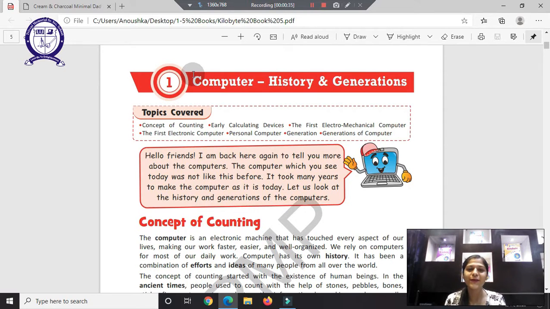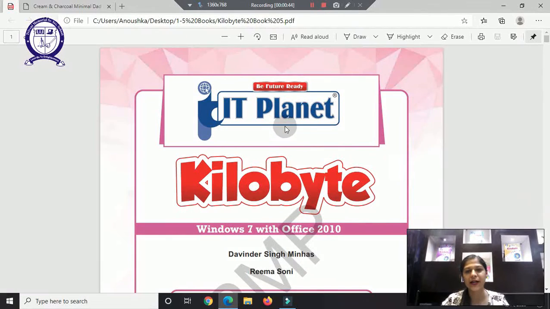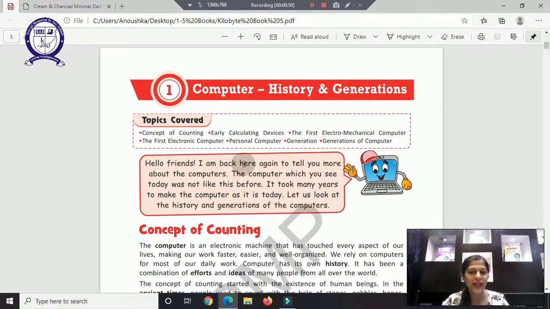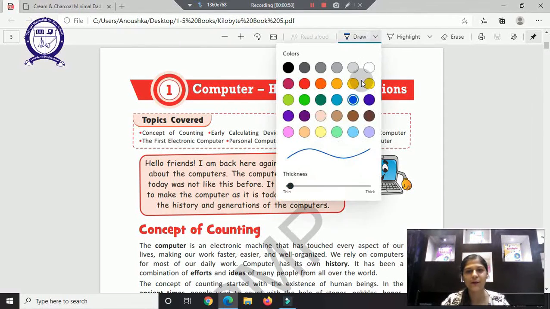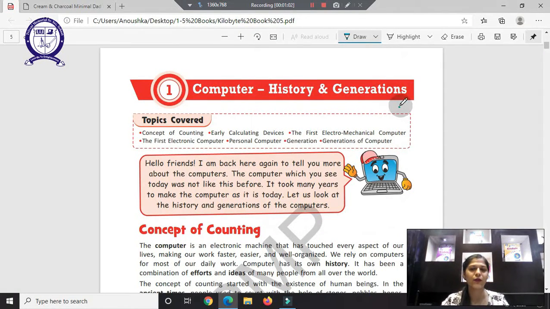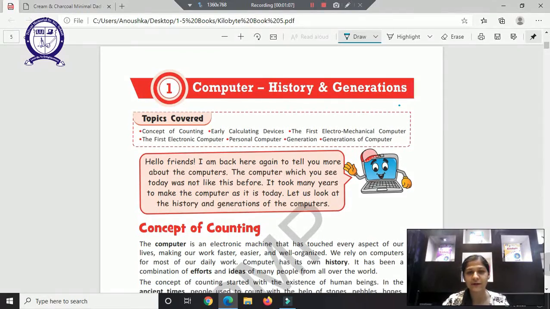Okay, so today we will study our first chapter, which is Computer History and Generation. And for this we will be using our Kilobyte book series by PMP Publishers. Alright children, let's go to page number 5 and begin our chapter. It's a very theoretical chapter, whereby we will learn about all the different generations of our computers, all the history of it, who founded things and stuff like that.